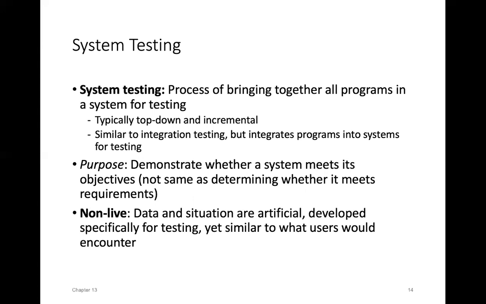So the purpose of system testing: demonstrate whether the system meets its objectives. So we're not using live data. That's the point to make, right? So we're using dummy data, we're using test data, okay? It's going to be similar, but we're not actually using real live data yet, because we need to get that level of confidence that everything's good before we take that next step, okay?